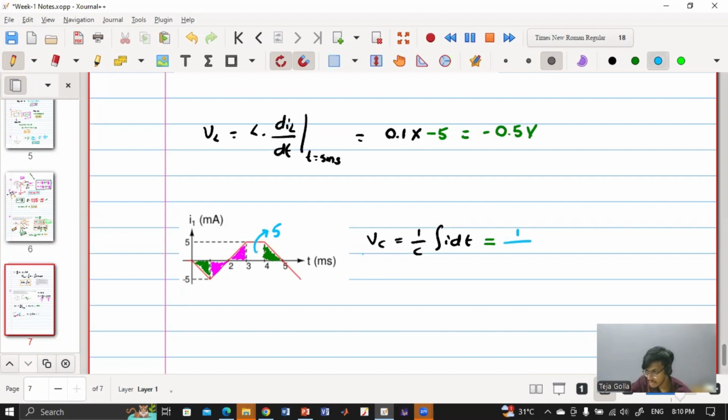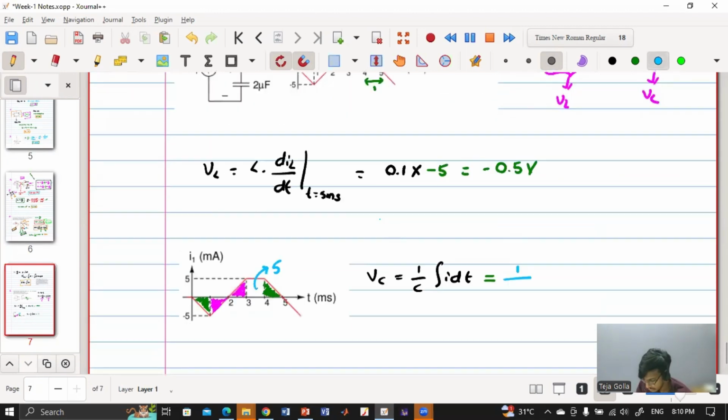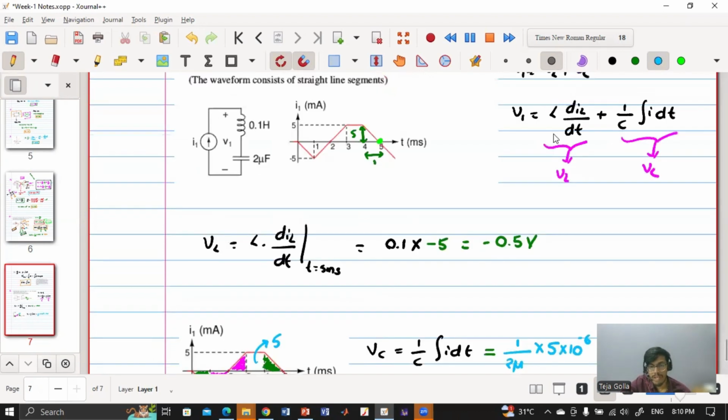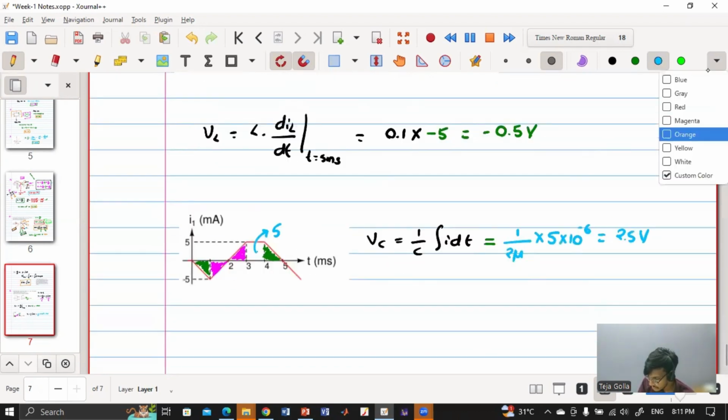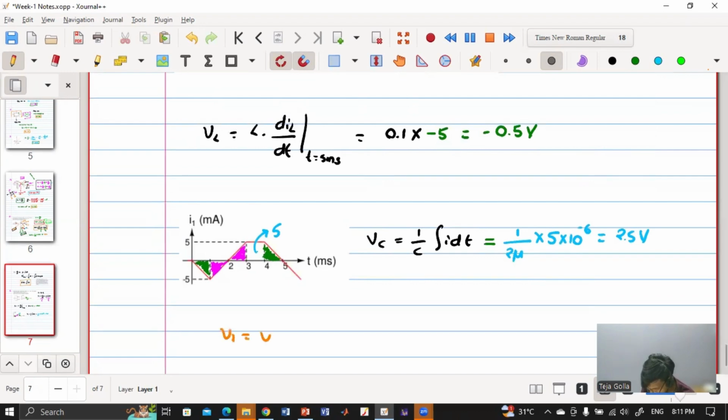So 1 by C. C is 2 micro. 2 micro into the area under the curve, which is 5 milli into milli, so it is 5 micro. So this is how much? 2.5, right? Now what is the value of V1, which is VL plus VC? V1 equal to VL plus VC, that implies V1 is equal to 2 volts. So first you have to always write the voltage-current relation and then solve according to the information given in the question. Always try to do that.